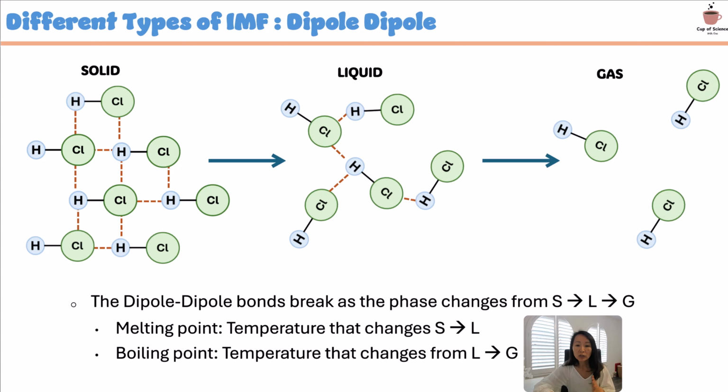Going from liquid to gas, there is more breakage of the dipole-dipole, not the covalent bond, but the dipole-dipole. And the temperature at which it does that, we consider the boiling point. Note that there is very little or no dipole-dipole interaction here.